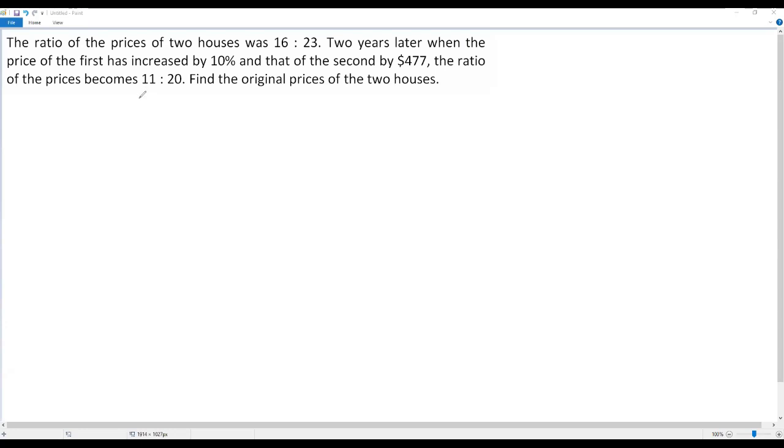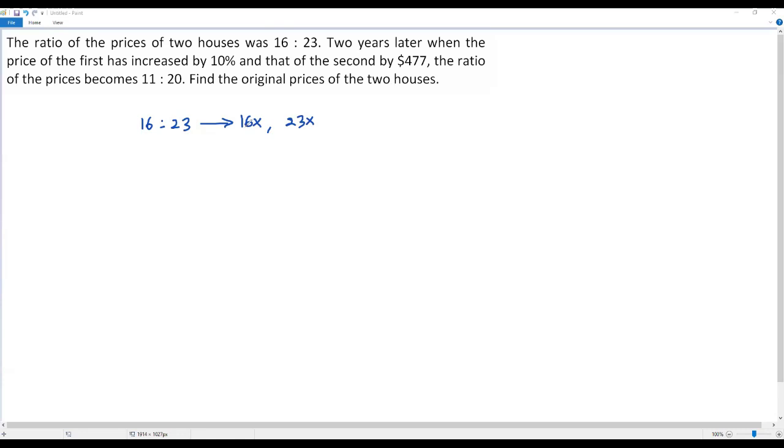Okay, here we have the ratio of the original price of the two houses. It is 16 to 23. So from this ratio, if I want to get the original price of the first house and the original price of the second house, I have to multiply both the terms of the ratio by the same non-zero number, say x. So I multiply the first term 16 by x. This 16x represents the original price of the first house, and when I multiply the second term of the ratio by the same non-zero number x, I'm getting 23x. This is the original price of the second house.